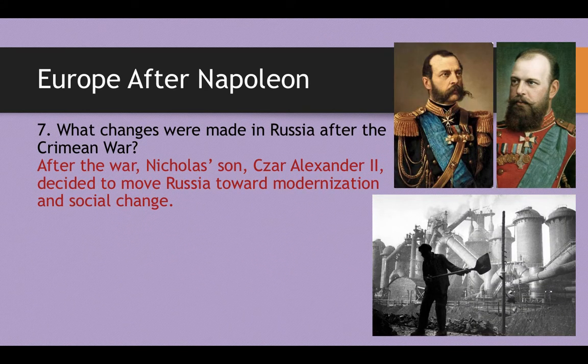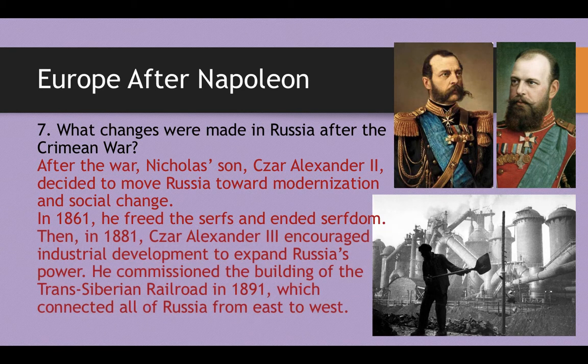So after the war, Nicholas's son, who became Tsar Alexander II, decided to move Russia forward, toward modernization and social change. That way they can keep up with the rest of the world. So in 1861, very big deal here, he freed the serfs and ended serfdom. Finally, in Europe, serfdom was ended. This form of kind of indentured servitude had been stopped and abolished, and the serfs were freed.